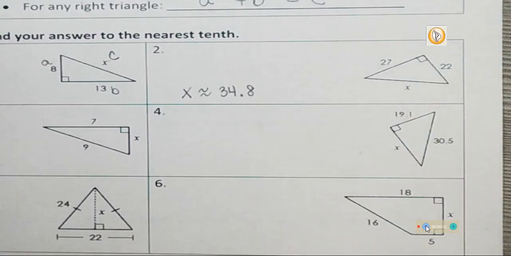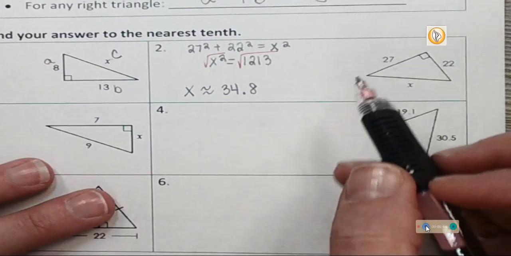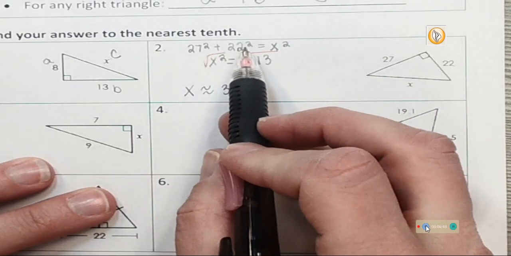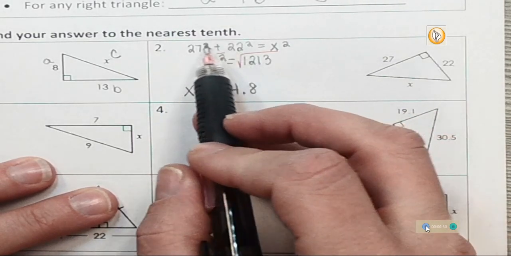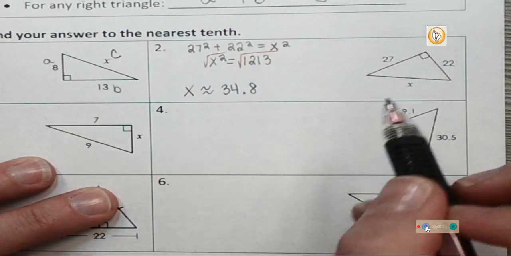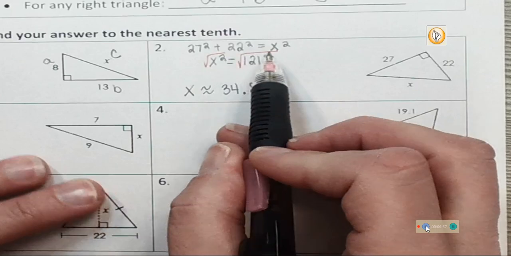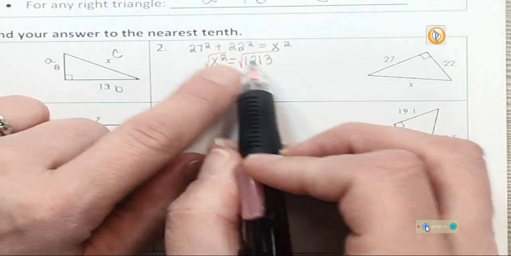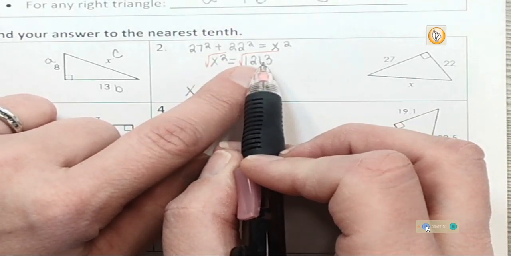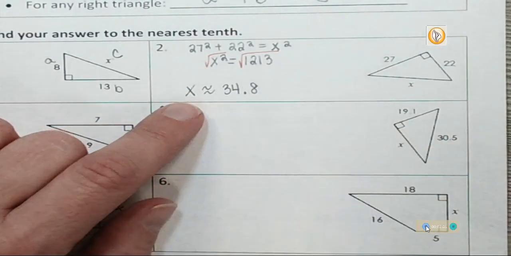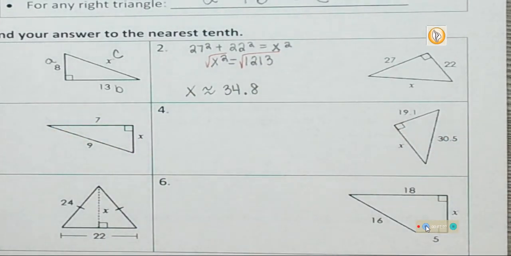All right, so here's my work. You took leg squared plus leg squared. Now I did 27 squared plus 22 squared. It absolutely does not matter if you did 22 first. What matters is that your hypotenuse is over there by itself. And so when I added these two, I got 1213. I take the square root of both sides so that I get x, and then I ended up with 34.8.